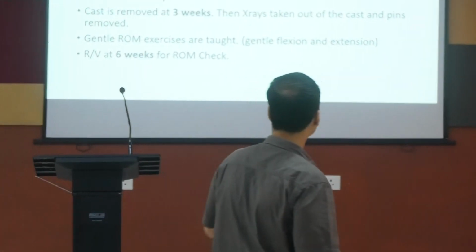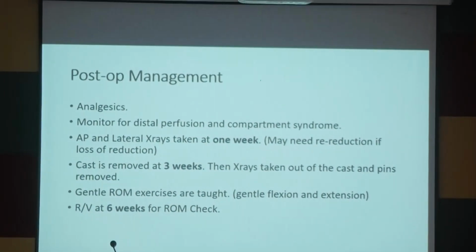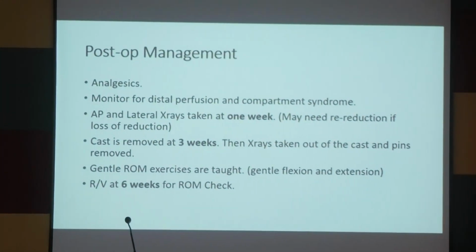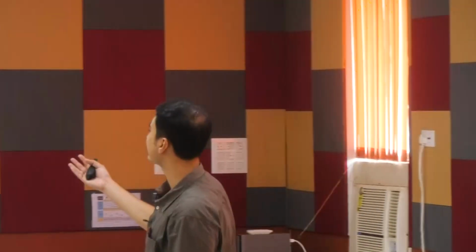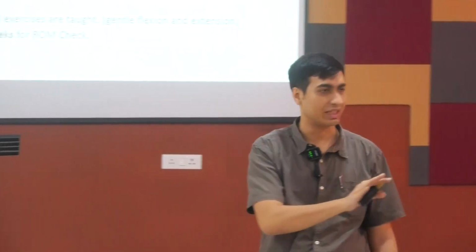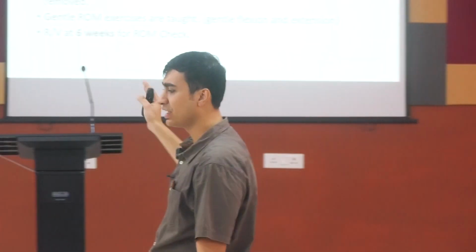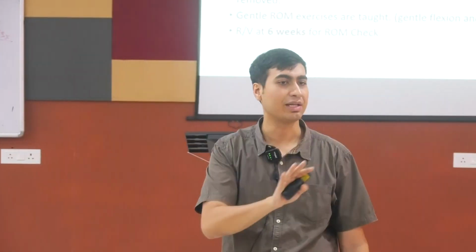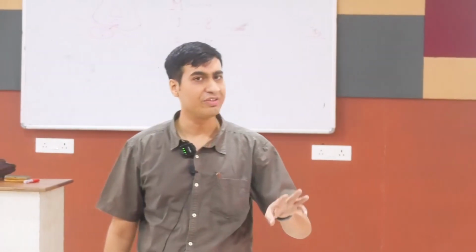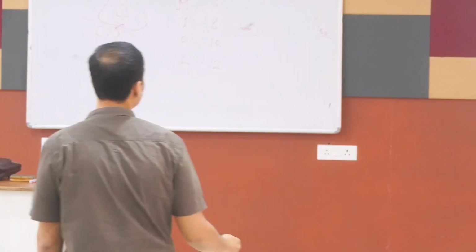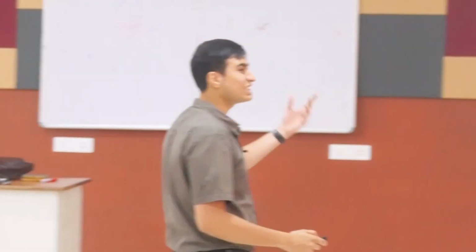Post-op management, any patient you have to give analgesic, otherwise he is going to be in pain. Monitor for distal perfusion and compartment syndrome, which you do from the first stage when the patient comes, but you should be aware you have to do it for the next 48 hours also. AP and lateral X-ray is taken at 1 week. In our country, no one is going to come every week and do X-rays. These books are written by English people. They are very law-abiding citizens, but we don't have patients like this. A 2 to 3 week X-ray is fine. And gentle ROM exercises after 3 to 4 weeks.